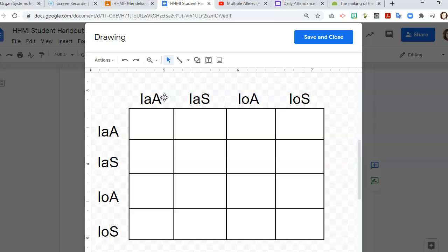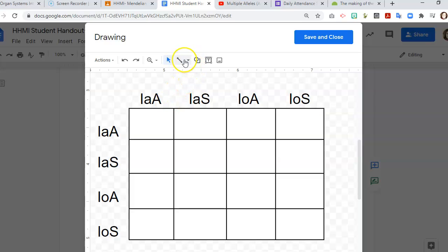And so what I did is from the previous problem, I took all of the possible genotypes, and then I put them across the top and down the side. So now your task would be to cross these. Just a reminder, the first one is going to be blood type. So on the inside, you need to put the blood type, okay? And then you need to do the sickle cell trait.